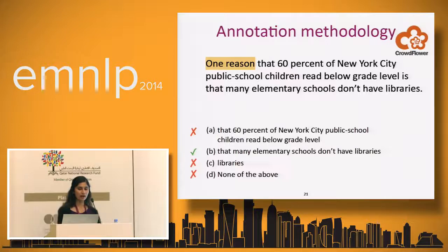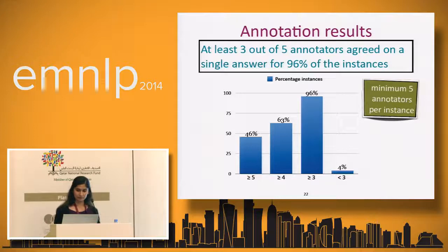What we do is we highlight the shell noun phrase, and then we systematically extract plausible candidates for the shell content for that particular shell noun. And here are the candidates for this particular example. The annotator's task is to select the candidate that represents the shell content of the given shell noun phrase. So in this case, a reliable annotator will select option B, that many elementary schools don't have libraries. We asked for at least 5 annotators to annotate our instances.